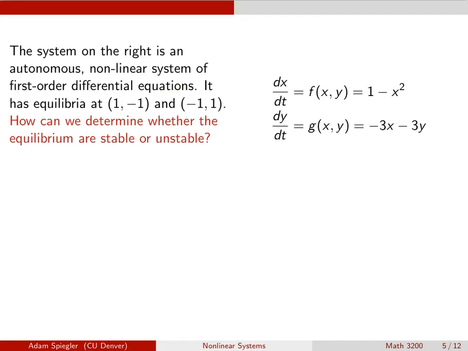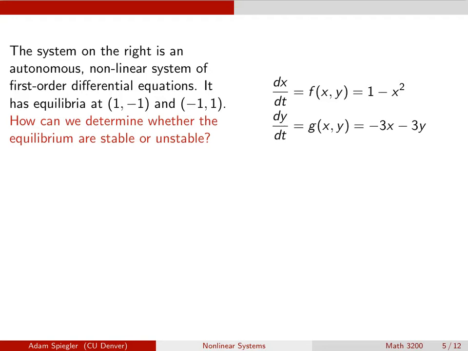This one is nonlinear because we have this x squared term here, and we also have this constant term over here. By linear, we meant that it could be written as dx/dt is ax plus by, dy/dt was cx plus dy. So now this is nonlinear. This part over here is linear, but the first equation is nonlinear. We have a squared term here, and we have a constant over here, which we also shouldn't have for a linear system.